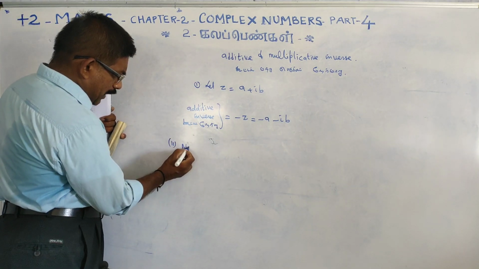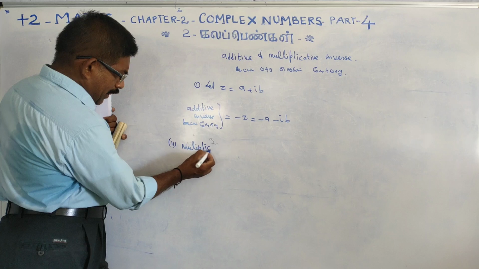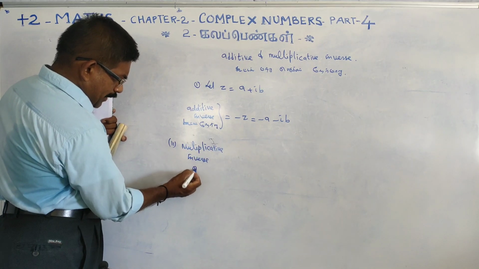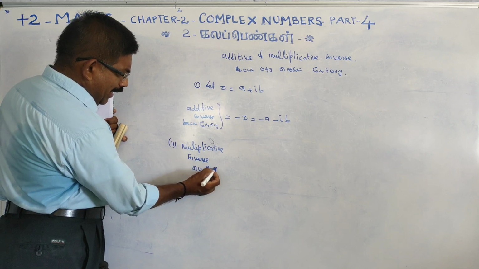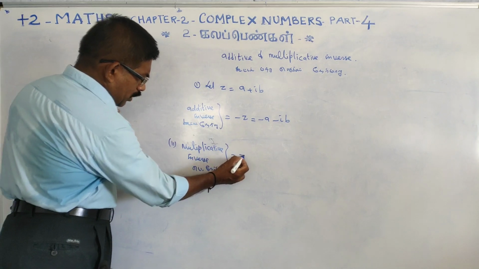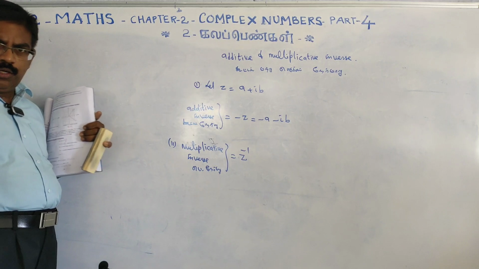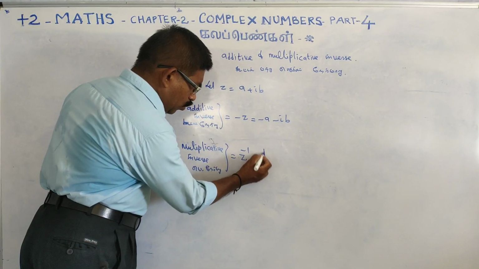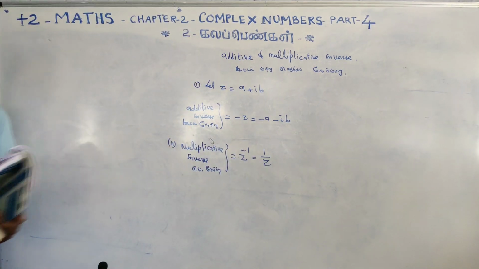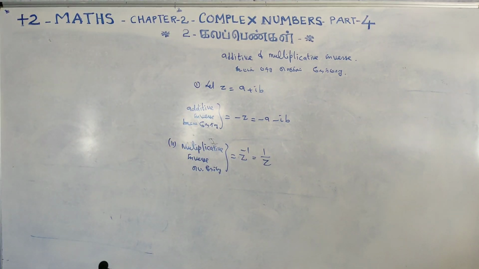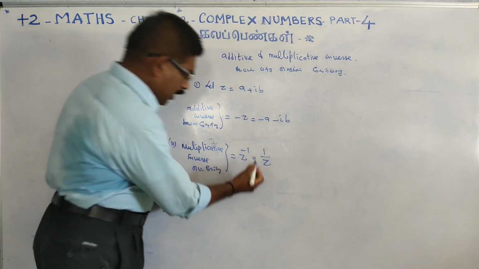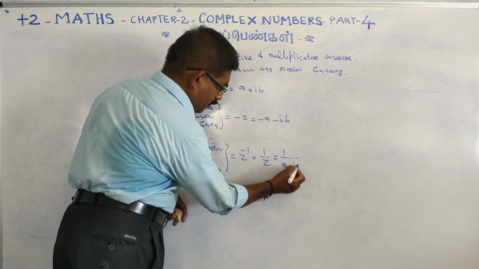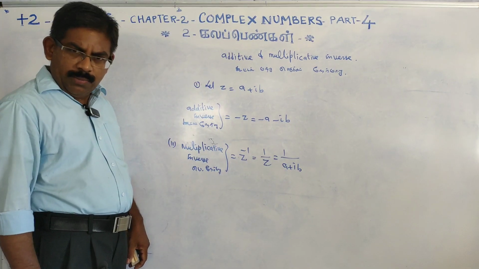Multiplicative inverse means பெருக்கல் நேர்மாறு equal to z inverse. How can we write z inverse? We can write 1 by z. What is z? a plus ib. So 1 by z means 1 by a plus ib.